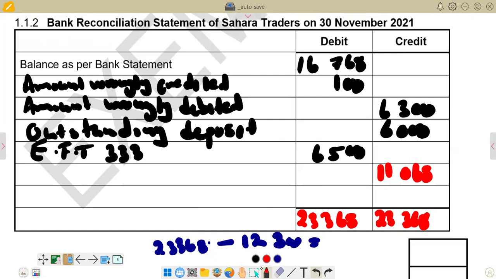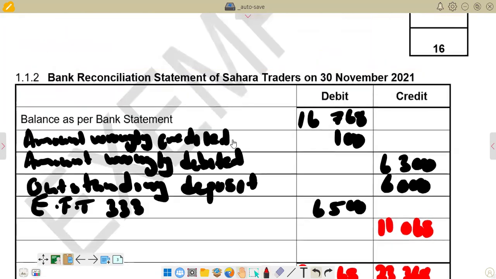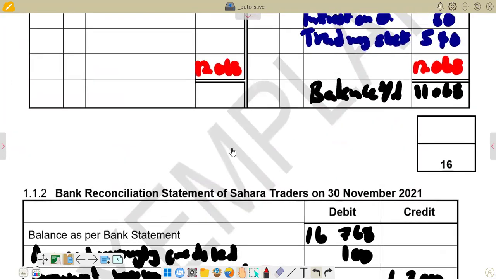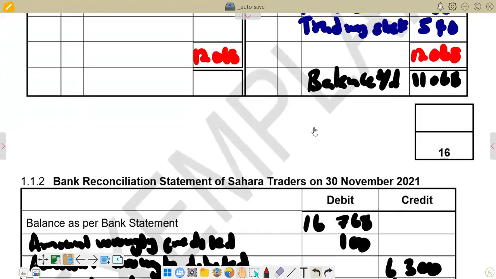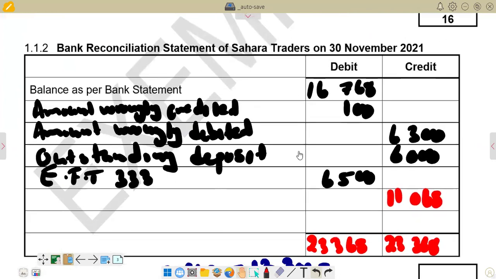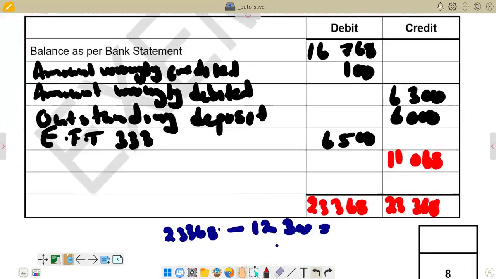So if we come back to our bank account, just check, 11,068. Remember this balance should be the same. So this is a credit balance which we are having with the bank account. So here we're just going to give that description: the credit balance of the bank account.